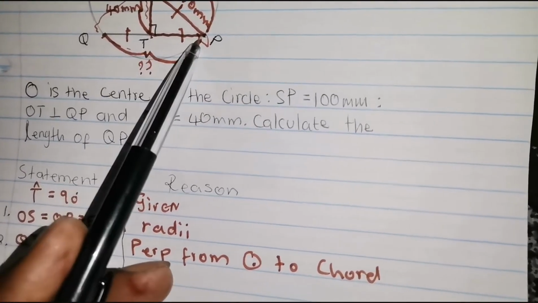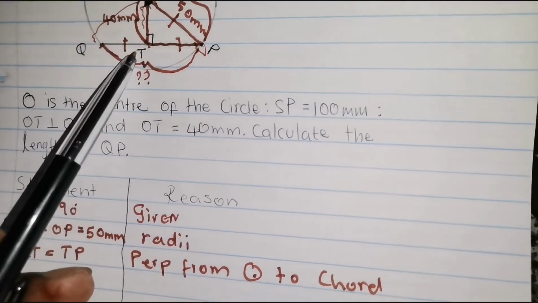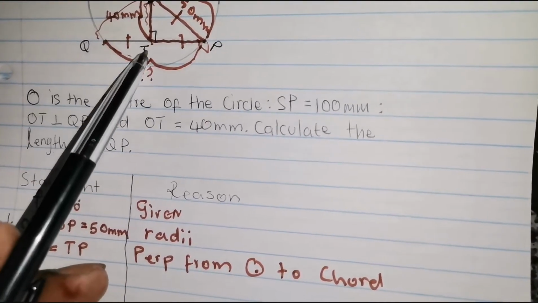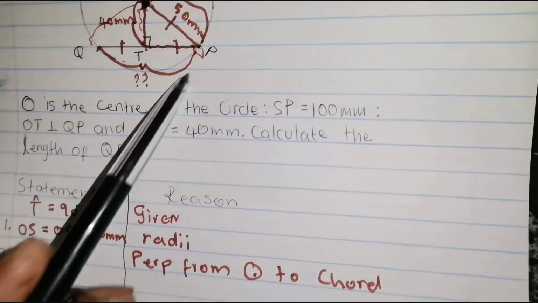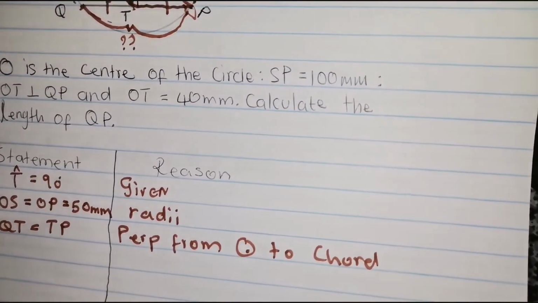Since we have the length of TP, and TP is equal to QT, that means the length of TP is going to be equal to the length of QT. Then I'm going to add QT plus TP, which is going to give us QP. Simple. Then number 3, you can use Pythagoras.